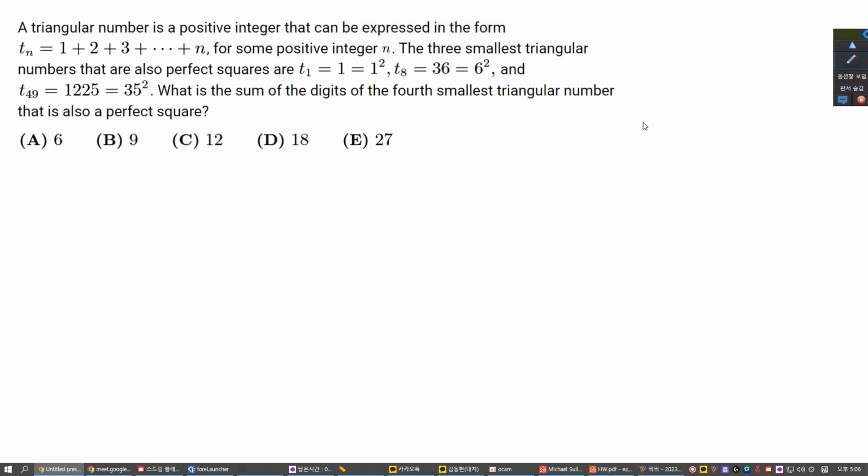Yeah, so to be a triangular number, the sum of 1 through the number is a perfect square. In such a case, we are calling the number a triangular number. So we want to find the fourth smallest triangular number that is also a perfect square.